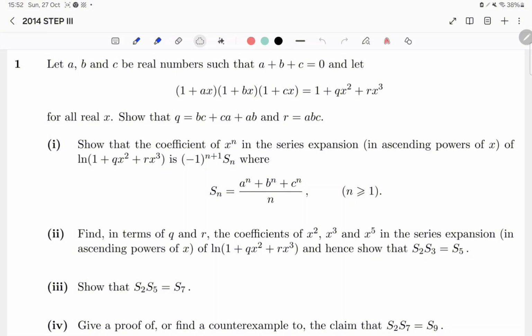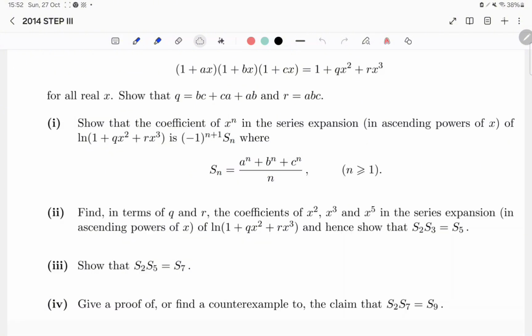Part 1. Show that the coefficient of x to the n in the series expansion of ln(1 plus qx squared plus rx cubed) is (-1)^(n+1) Sn, where Sn is equal to (a to the n plus b to the n plus c to the n) over n, for n greater than or equal to 1.